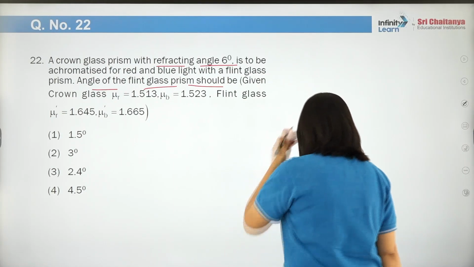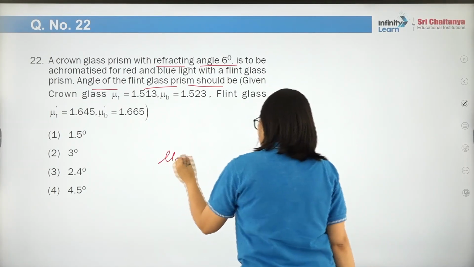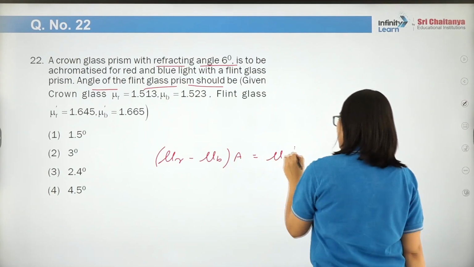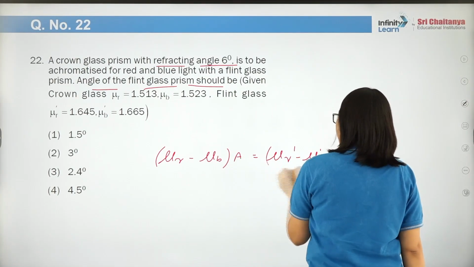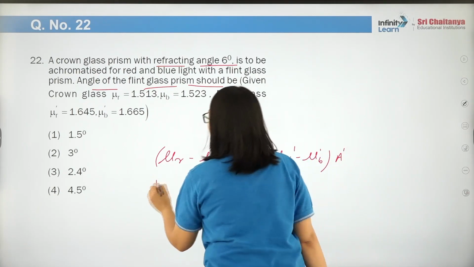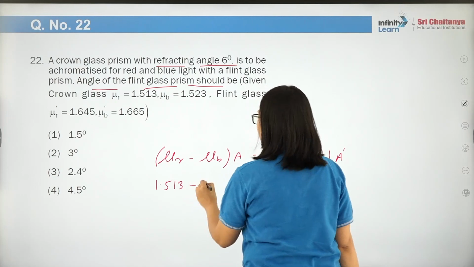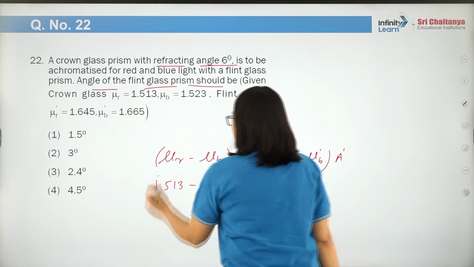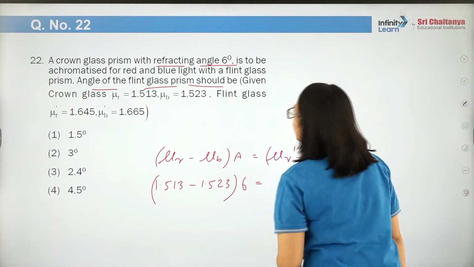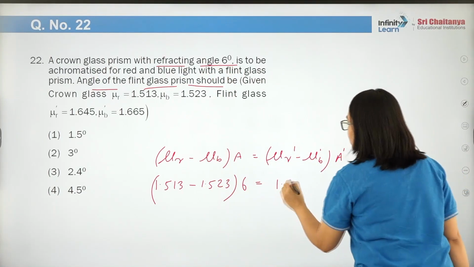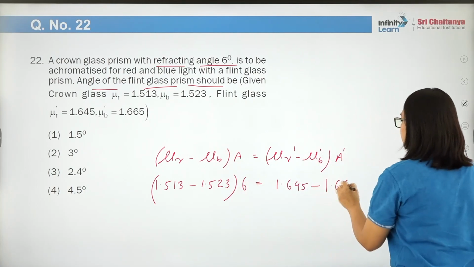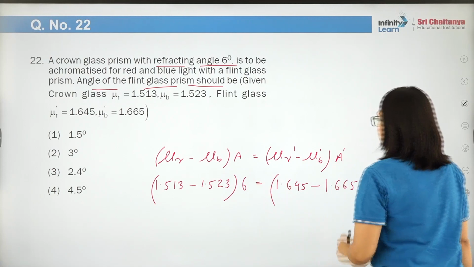So in 22, let's apply this one. Mu r minus mu b into A is equal to mu r dash minus mu b dash into A dash. Right, so mu r is 1.513 minus mu b is 1.523, A is 6, is equal to mu r dash is 1.645 minus mu b dash is 1.665 into A dash.